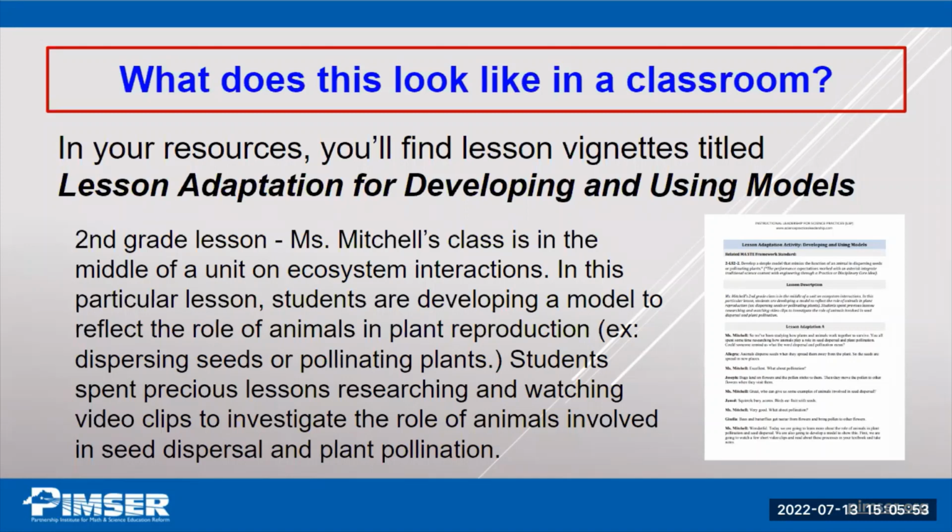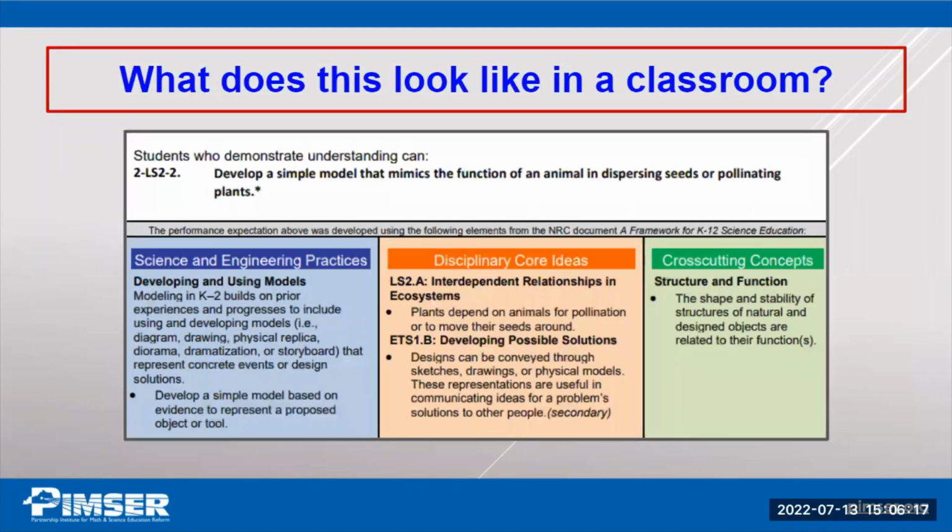In this particular lesson, students are developing a model to reflect the role of animals in plant reproduction, for example, dispersing seeds or pollinating plants. Students spent previous sessions researching and watching video clips to investigate the roles of animals as they were involved in seed dispersal and plant pollination. Here's the performance expectation that this lesson is addressing. 2-LS2-2. Develop a simple model that mimics the function of an animal in dispersing seeds or pollinating plants.